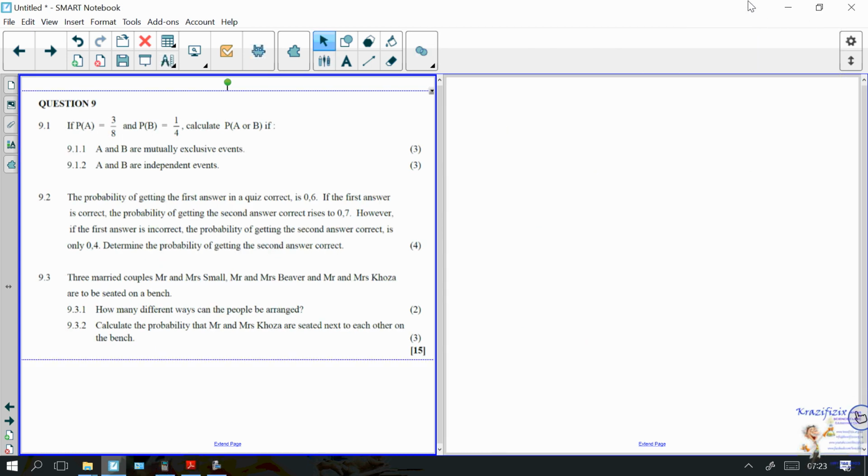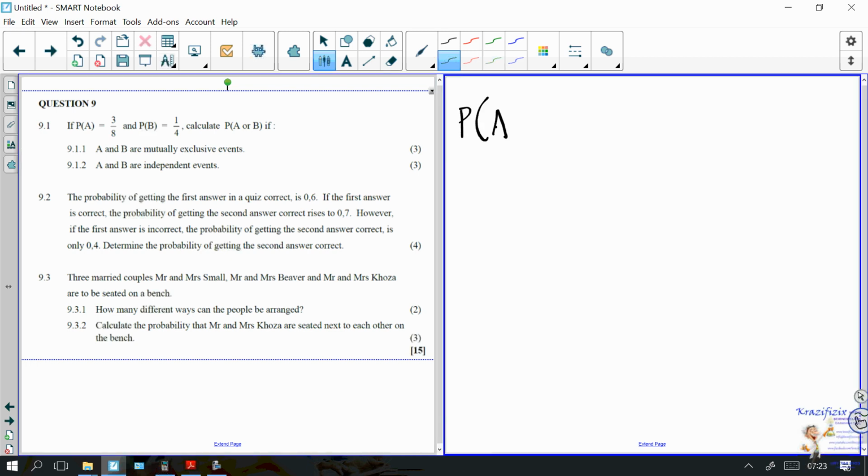Question 9, probability. If probability of A is 3 over 8 and probability of B is 1 over 4, calculate probability of A or B if A and B are mutually exclusive events. You need to know how to deal with exclusive and independent events. Now, what's my formula? Probability of A or B equals probability of A plus probability of B minus probability of A and B.